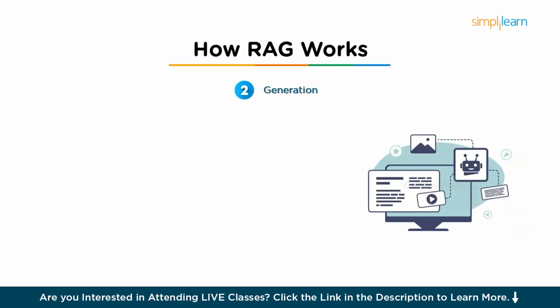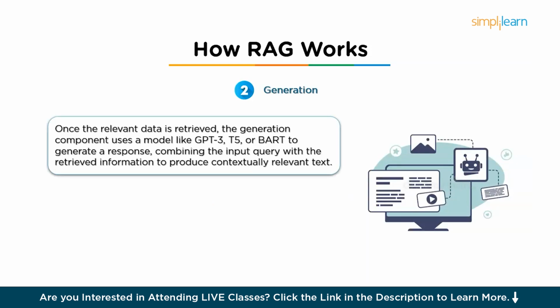After the relevant documents or data have been retrieved, the generation component takes part. This part of the model uses a generative language model. It can be anything like GPT-3, T5 or BART to generate a response, incorporating both the input query and the retrieved information. So the model generates text based on the context provided by the input and the newly retrieved data. The key benefit of this approach is that the generation model doesn't have to rely solely on its pre-trained knowledge. Instead it can augment its understanding with external real-time information retrieved from the knowledge base.